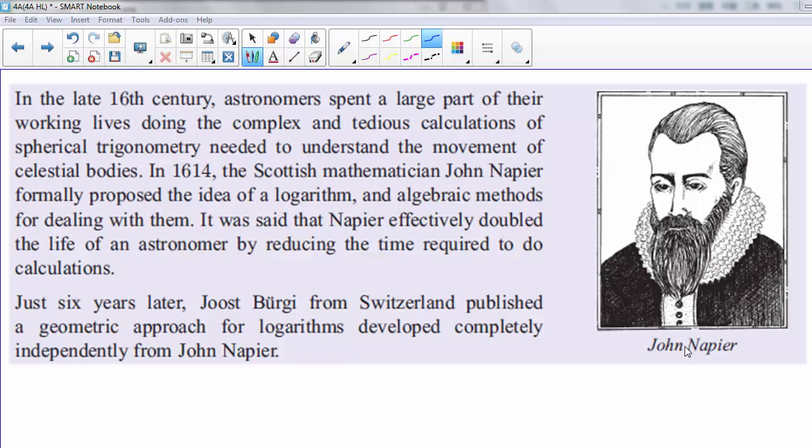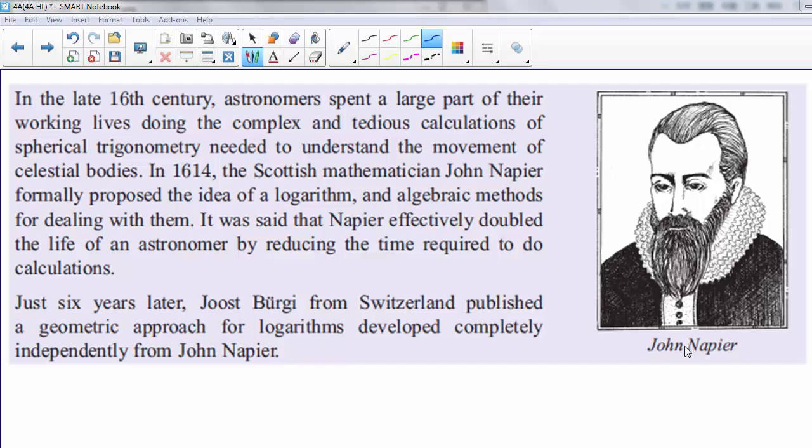In the late 16th century, astronomers spent a large part of their working lives doing the complex and tedious calculations of spherical trigonometry needed to understand the movement of celestial bodies. So in 1614, the Scottish mathematician John Napier formally proposed the idea for a logarithm and the algebraic methods for dealing with logarithms. It was said that Napier effectively doubled the life of an astronomer by reducing the time required to do calculations.